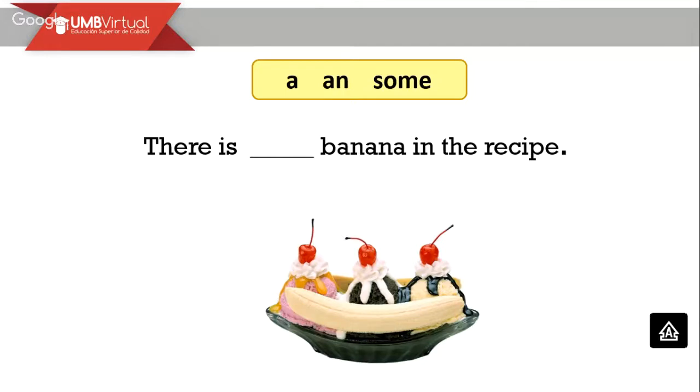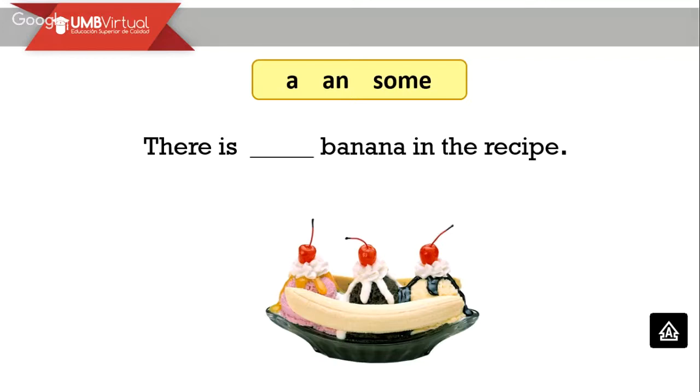All right, here, as you can see right there in the picture, there is a delicious and tasty banana split. Right there, as you can see, we have three options: a, an, and some. There is banana in the recipe. Okay, according to this recipe, what do you think is the correct option?